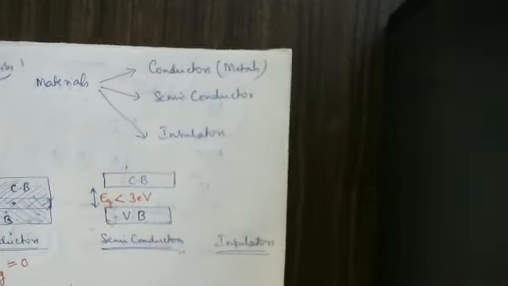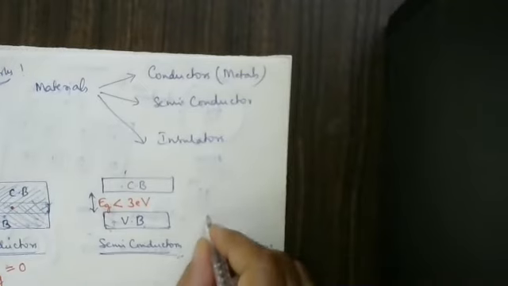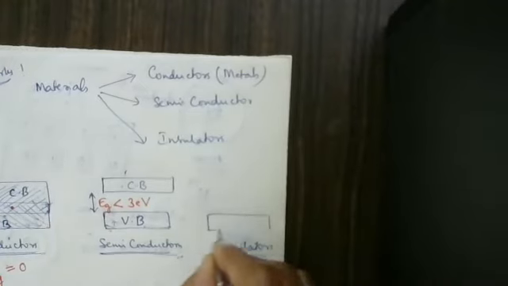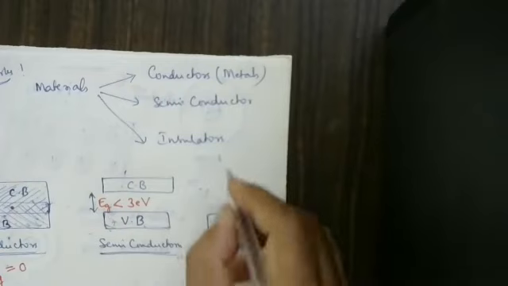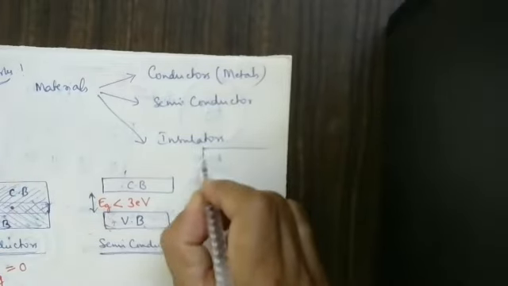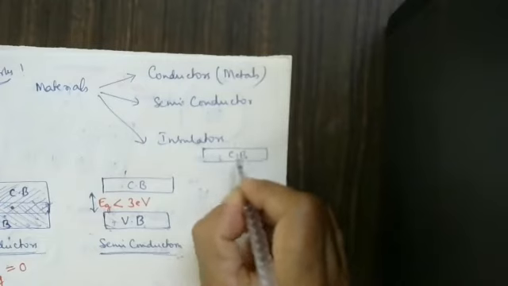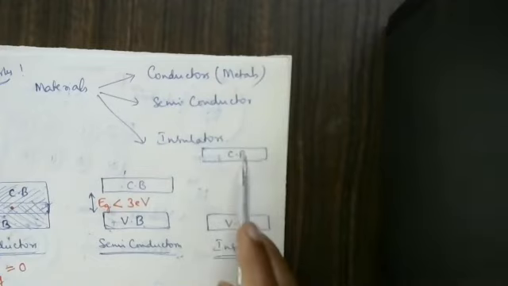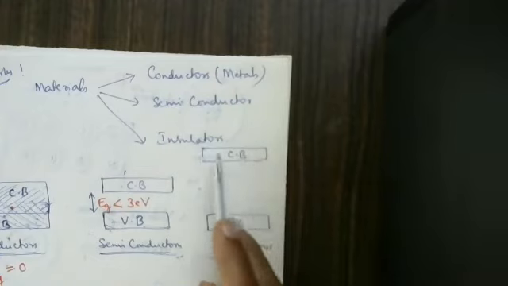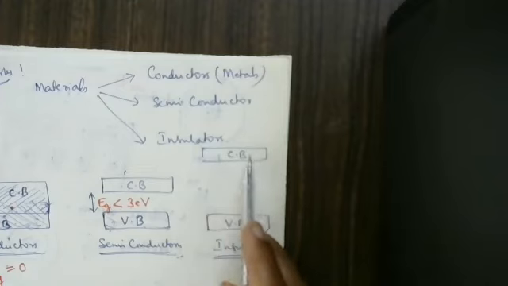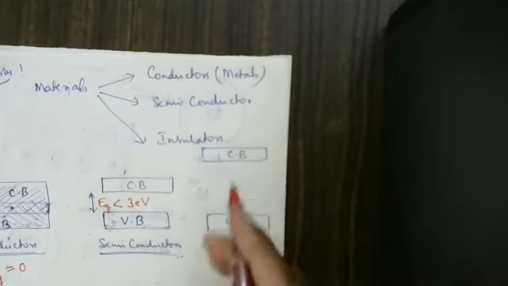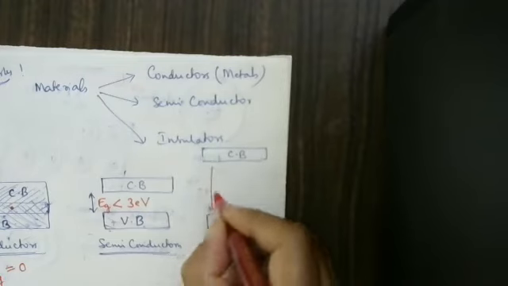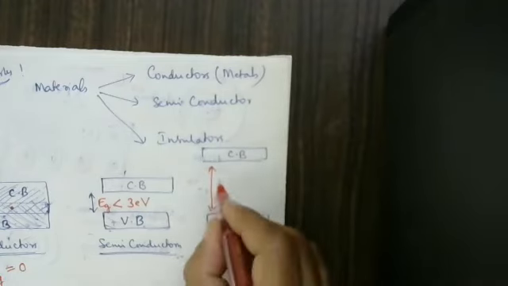Okay. Insulators here. This is the valence band and this is the conduction band. Very simple concept. What is happening here now? In the case of the valence band, it is completely filled, of course. Electrons are completely filled. The conduction band is completely empty. No electrons are present. Now, the energy gap between here and here is more than 3 eV here.